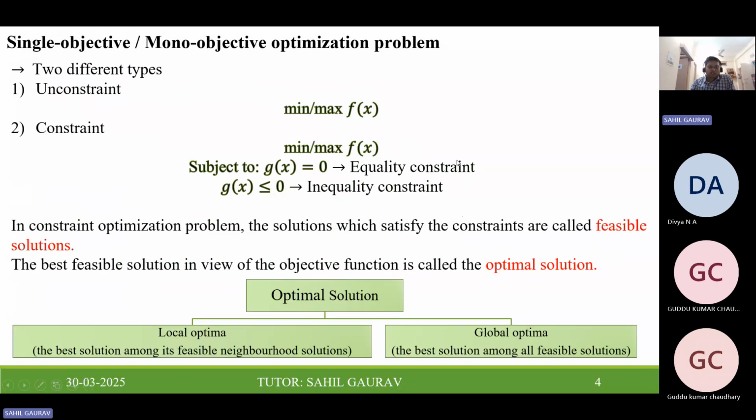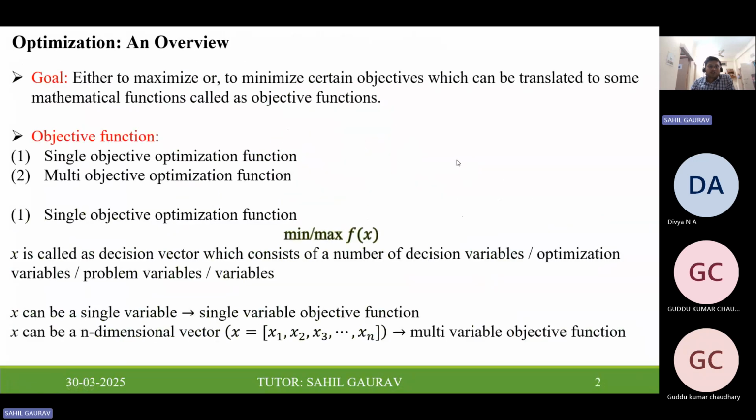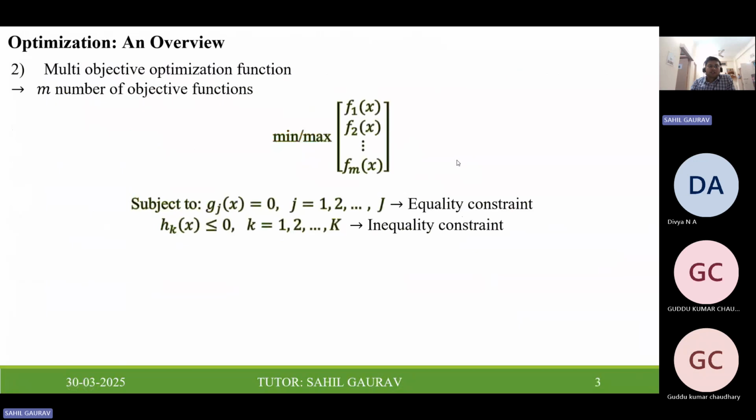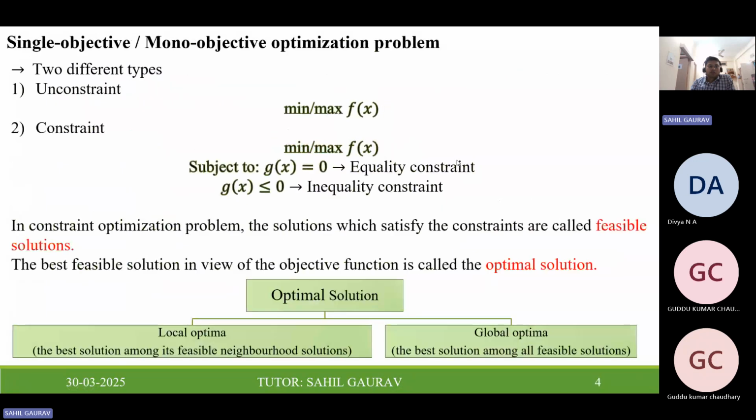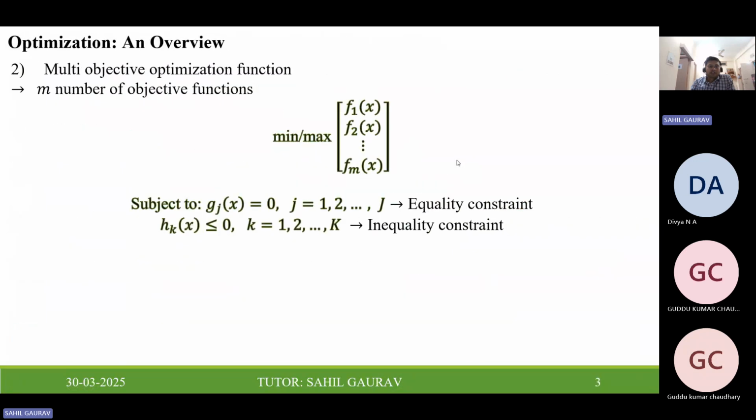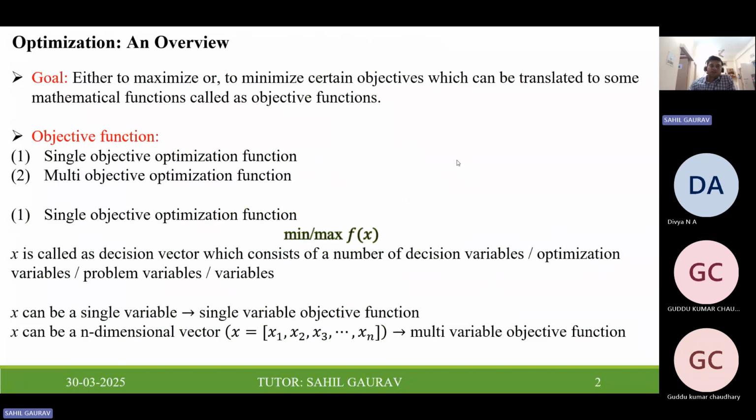So for single objective, that we see as single objective optimization function, it is also called a mono objective optimization function. So this single objective we also name as mono objective optimization function.